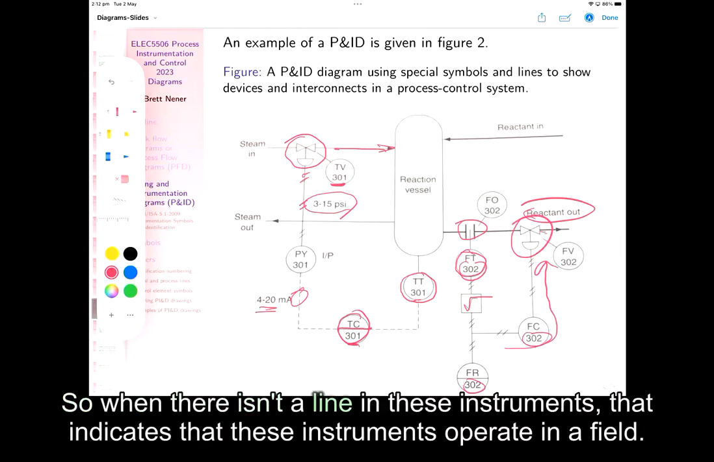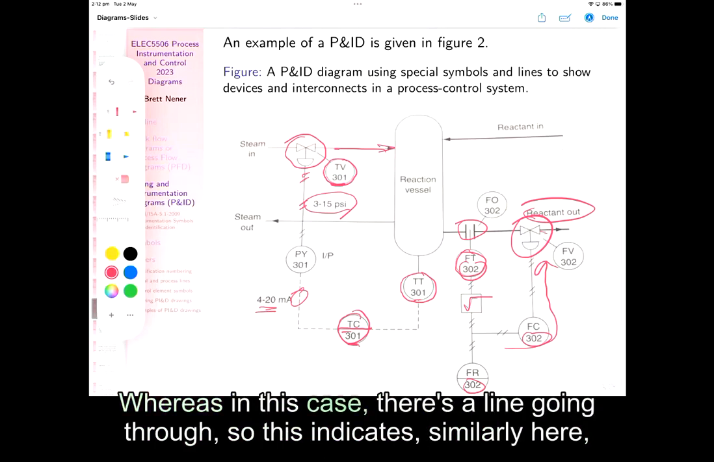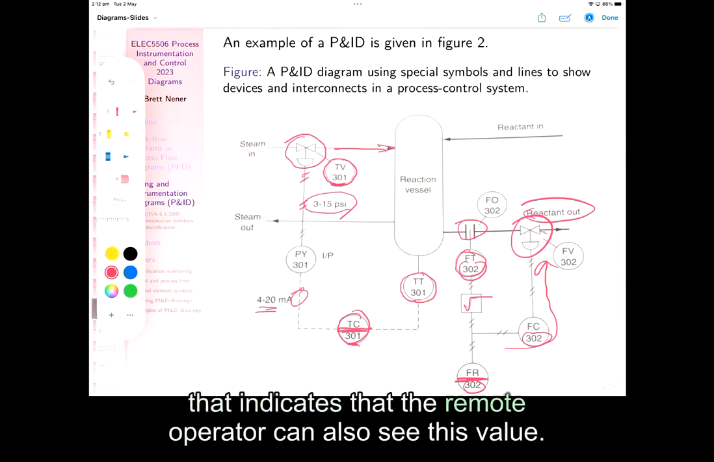So when there isn't a line in these instruments, that indicates that these instruments operate in the field. The remote operator cannot see the information. Whereas in this case, there's a line going through, and similarly here, so this indicates that the remote operator can also see this value.